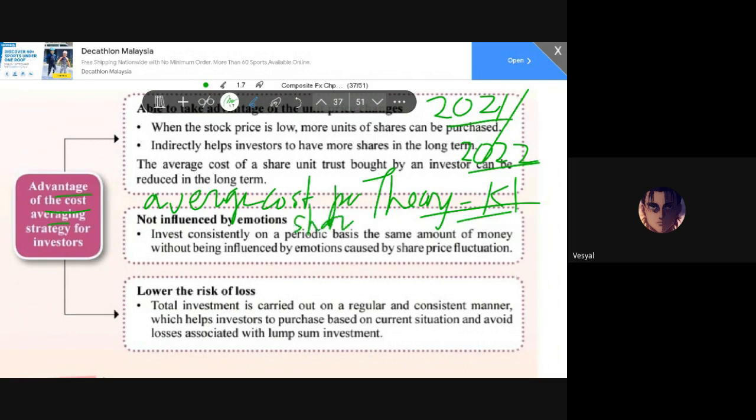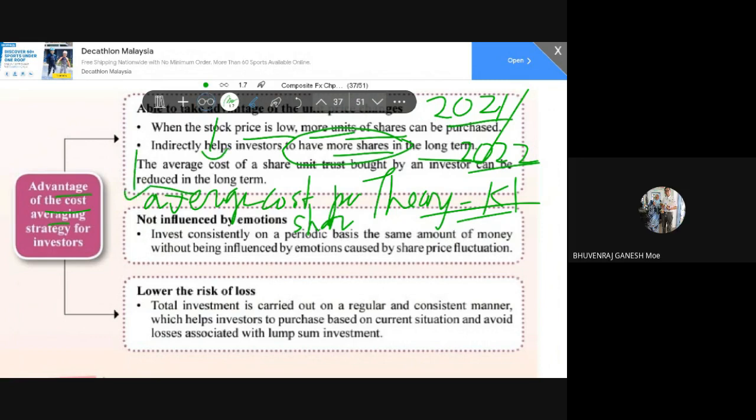So when the stock price is low, more shares can be purchased. So it's an inversely proportional relationship. If the stock is low, surely you can buy more. So indirectly it helps investors to have more shares in the long term. If they invest for a long period of time, they can gather more shares. So the average cost of share unit bought by the investor can be reduced. So you see, because the stock price is low, the average cost also comes low over here.